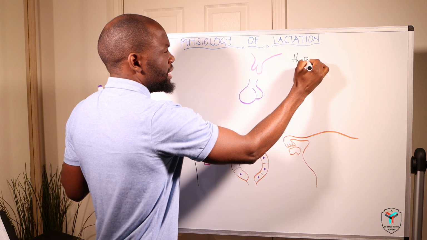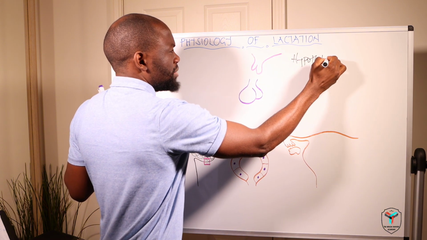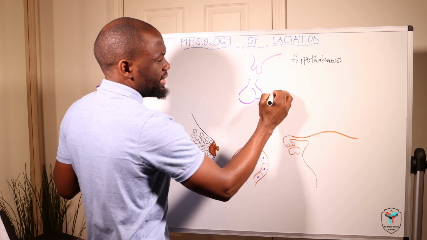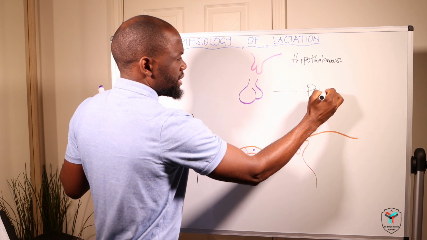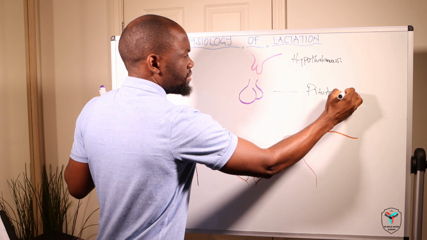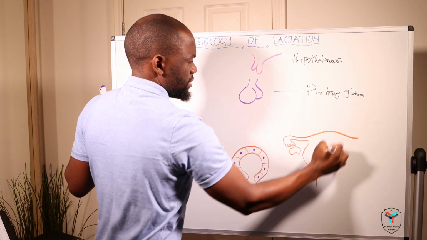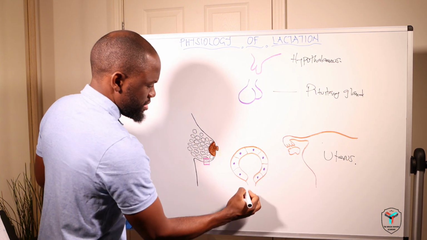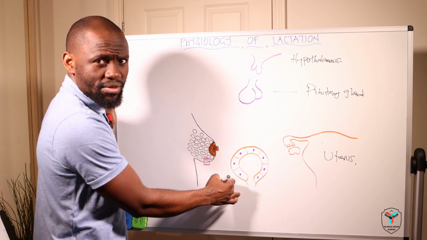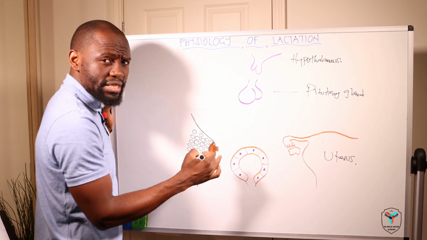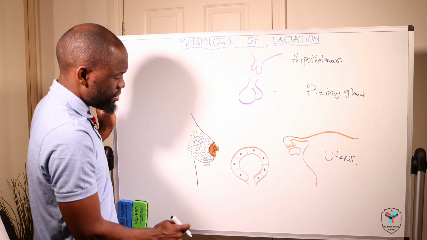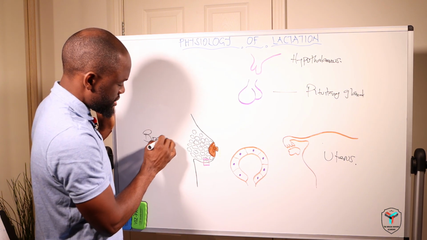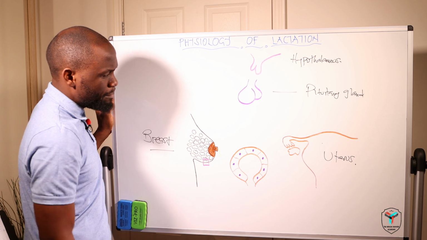So you have the hypothalamus here that plays a key role. And then you have the pituitary gland here. This is going to be the pituitary gland. This is your uterus here. Then these are going to be the important cells themselves that will be stimulated to produce the milk. And then you have the breast on this end. So this is the breast of the breastfeeding mother.